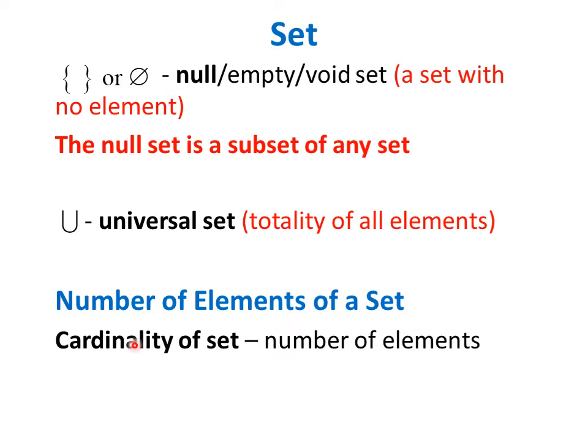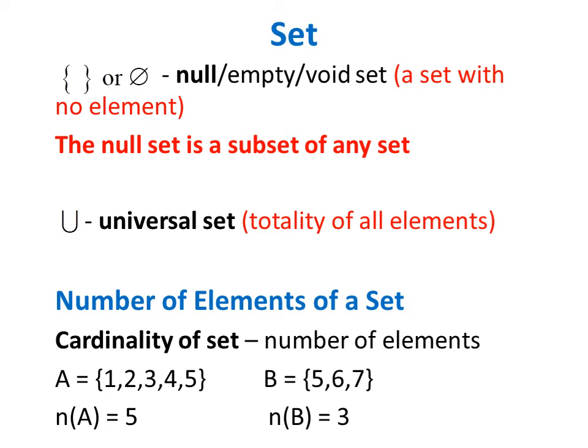We have what we call the cardinality of a set. The cardinality is simply the number of elements of a set. For example, let's say we have the set A with elements 1, 2, 3, 4, 5 and set B with elements 5, 6, 7. The cardinality n of A, or the number of elements of A, is equal to 5 because A has 1, 2, 3, 4, 5 elements. Now the cardinality of B is 3 because set B has 1, 2, 3 elements.